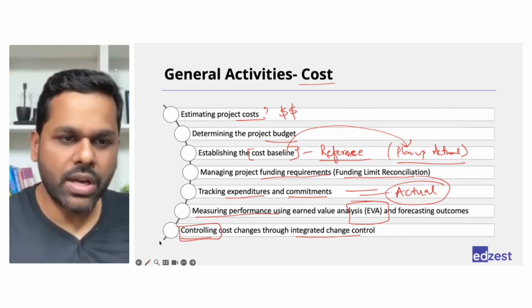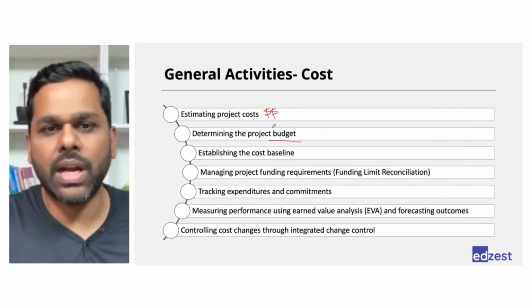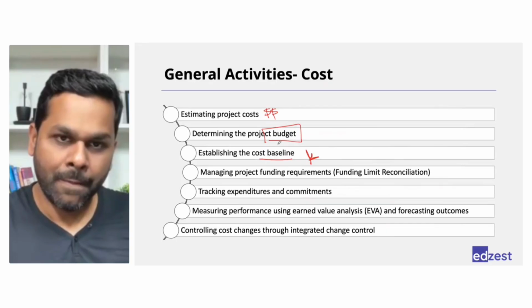Right? So activities are already known to you. Estimate how much money would be needed. Add all those things up, you will get your budget. Take a sign off on that. That becomes your baseline. Right?